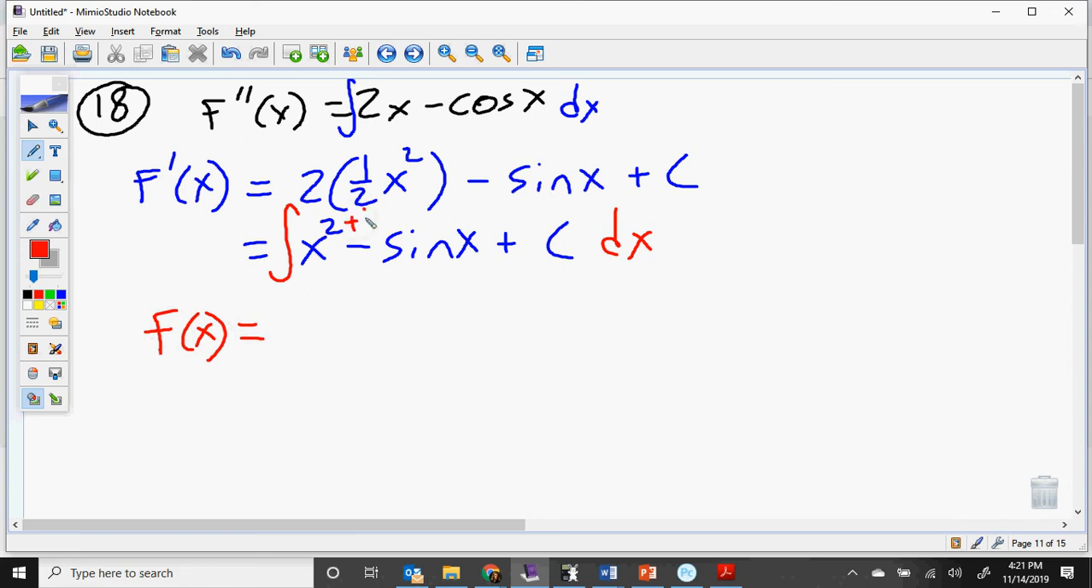Well, add 1 to that exponent. X cubed over 3. The integral of sine is negative cosine. Well, there's already a negative there, so it's going to become positive cosine of x. Now remember, c represents a constant, like 1, 2, 3, 4, whatever. So the integral of it is just going to be whatever c is times x. And then I need to tack on plus c. Well, let's see if I have any answer choices that match that.